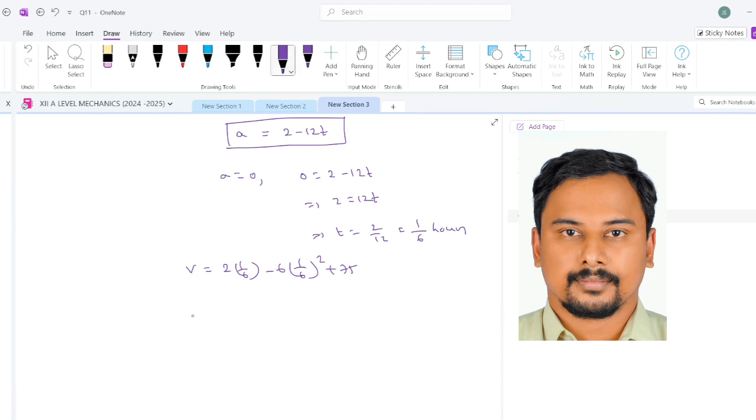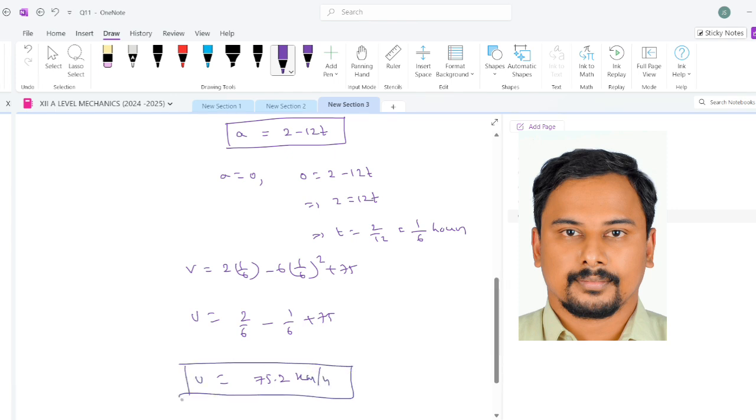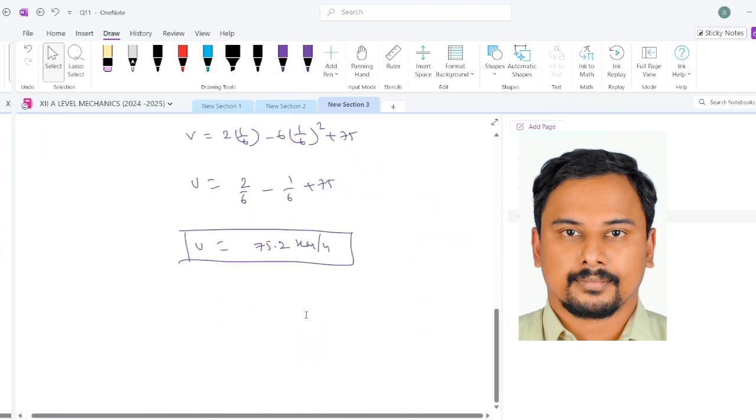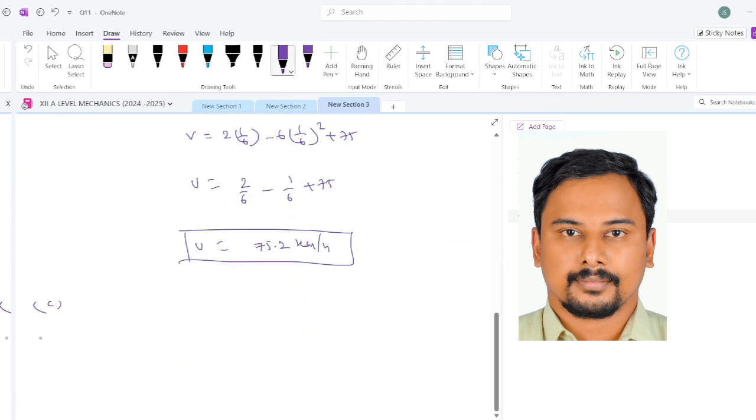So now what is the velocity? 2 by 6 minus 1 by 6 plus 75. Simplify this, and you'll get like 75.2 kilometers per hour. So this is the maximum speed it can travel. So this is the part B we got. Next, part C. Find how far the train travels before it starts to slow down.